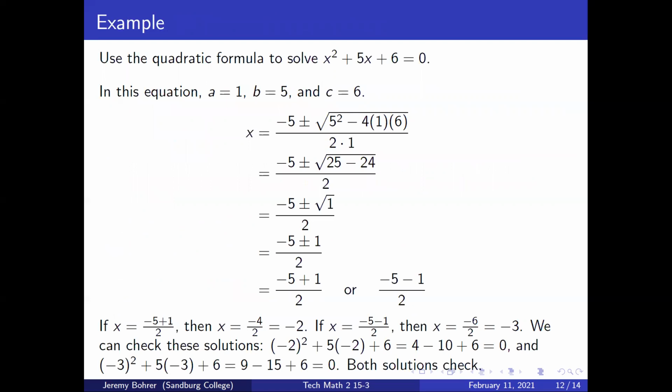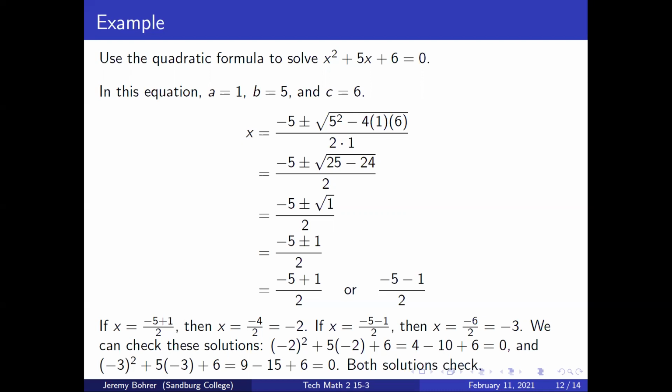So use this quadratic formula to solve x squared plus 5x plus 6 equals 0. In this equation, a equals 1, b equals 5, and c equals 6. So x is equal to negative 5 plus or minus the square root of 5 squared minus 4 times 1 times 6, divided by 2 times 1. Which is negative 5 plus or minus the square root of 25 minus 24 all over 2, which equals negative 5 plus or minus the square root of 1 all over 2, which is negative 5 plus or minus 1 all over 2, which gives us negative 5 plus 1 over 2, or negative 5 minus 1 over 2.